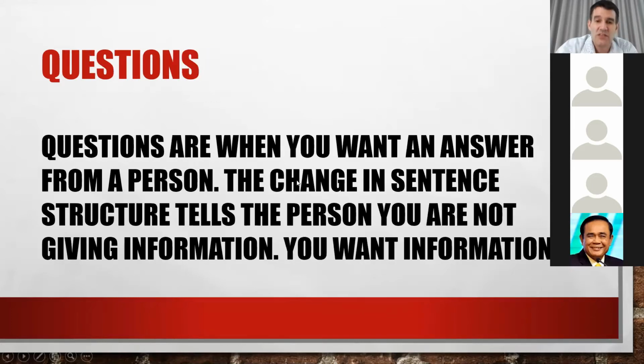Okay. So questions. The third type of sentence is a question. Questions are used when you want an answer from somebody, when you want information, you want them to tell you something. And the sentence structure will change to tell the person you want an answer from them. You want them to speak back to you. Sometimes in English, you will have a conversation and you don't know if somebody is asking you a question or they are telling you information. And that happens when you don't use the correct sentence structure. So if you use this sentence structure, a native speaker will know that you are asking a question.